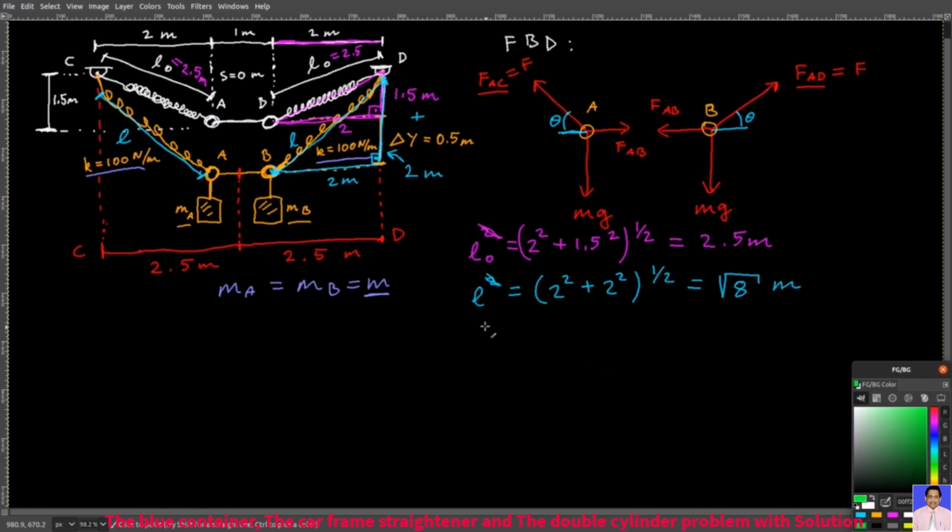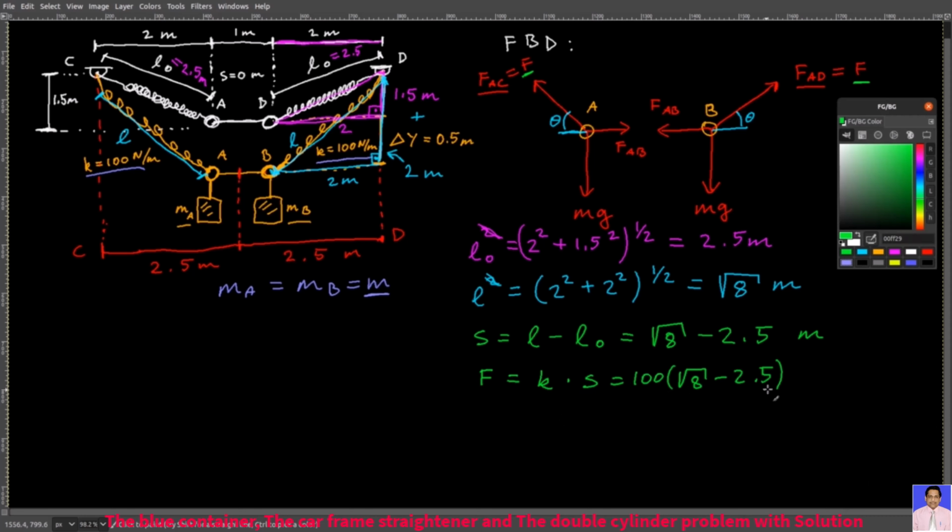And now what you can do, you can calculate this S, which is L minus L0. So it's square root of 8 minus 2.5 meters. And that will allow you to calculate this F force here, which is the same one like this one here. So F equals K times S. So it's 100 times, and this is your S value, so it's 32.8 newtons.